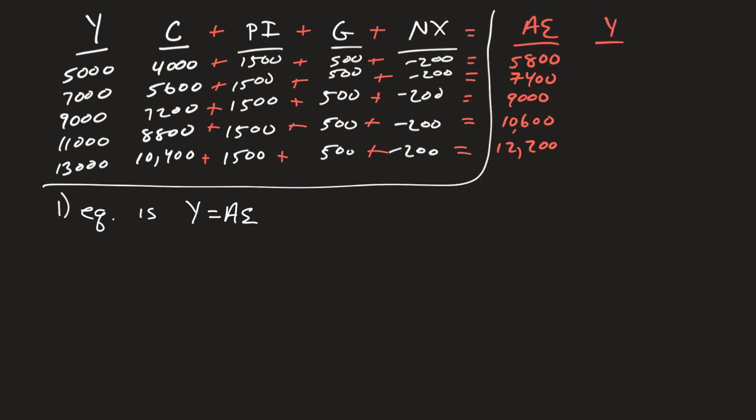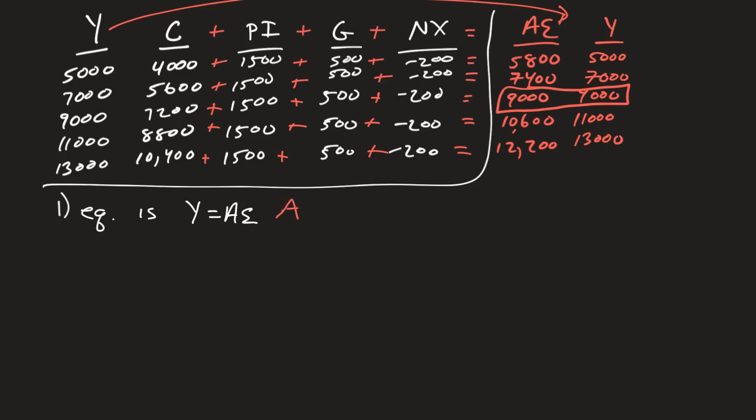So now that we've calculated the level of aggregate expenditure, we can, if we want to, re-put this first level of income over here, our GDP, just so we can look at them closer. And so this was 5,000, 7,000, 9,000, 11,000, 13,000. And what we notice is that here is when they're equal, at 9,000. So the equilibrium, my answer for this one, is going to be $9,000. That's going to be the equilibrium.